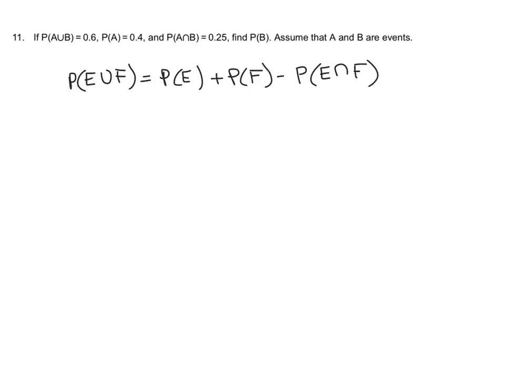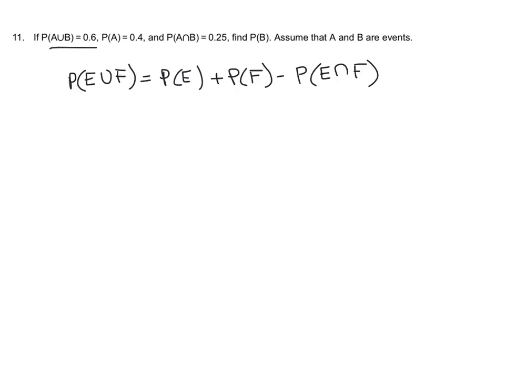Assume that A and B are events. We're going to use the union formula. The union formula says that the probability of the union equals the probability of one event plus the probability of another event minus the probability of their intersection. So we'll just take the numbers that are given to us and plug them into the formula.